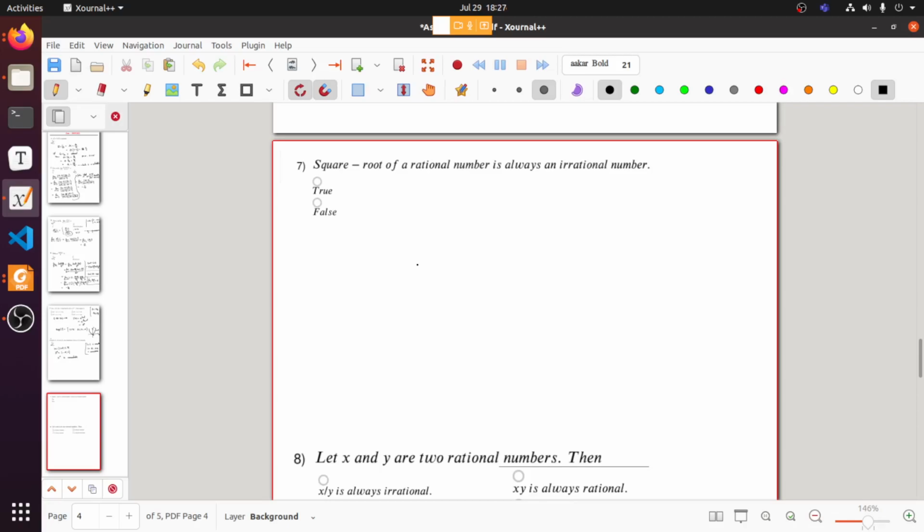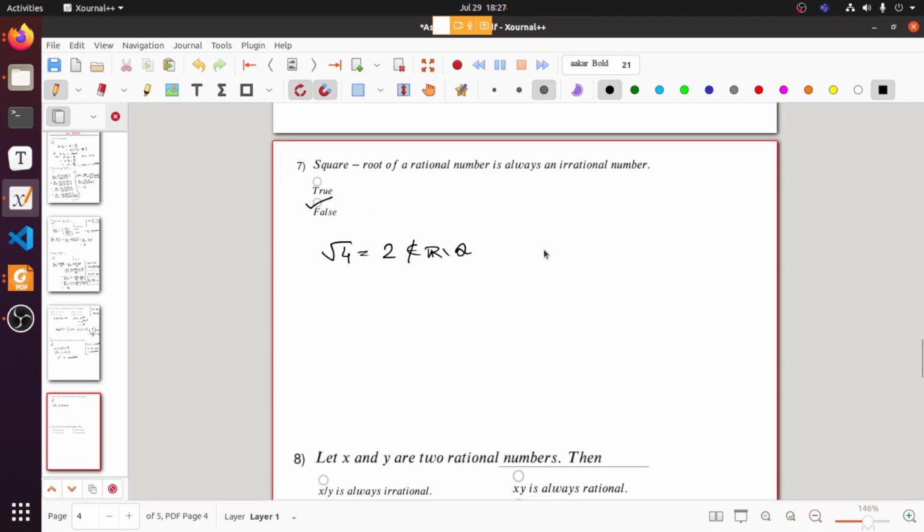4 is a rational number and root 4 is a rational number, that is 2. Yes. So this is not always true, right? Square root of 4 is 2 and this is not an irrational number. So this is false, right? So it's not always true. It may be a rational number.